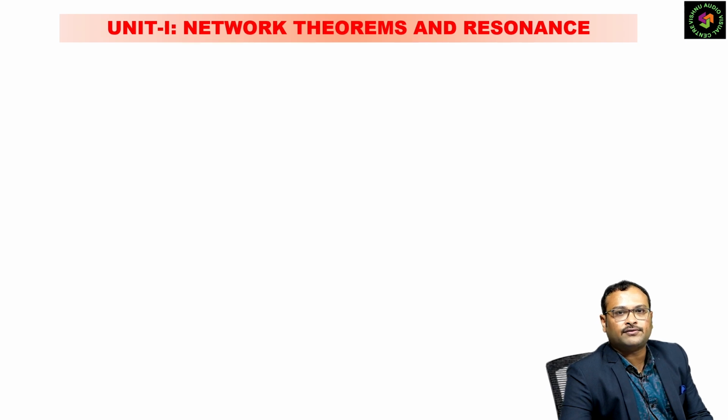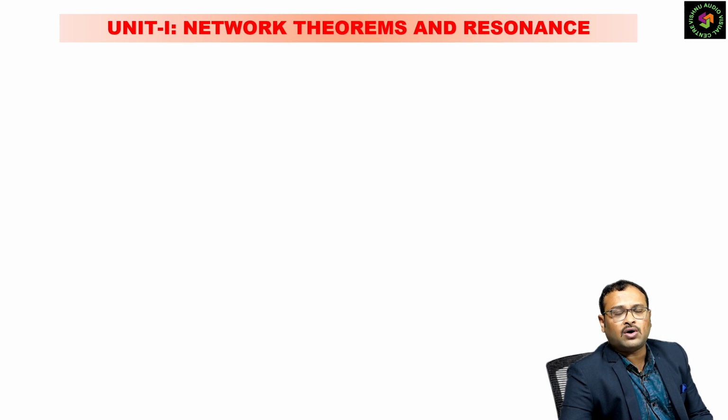The prerequisite of this course is principles of electrical and electronics engineering, which you already studied in the 1-2 semester. In that semester we dealt with the basics and principles of electrical engineering. In this course we are going to deal with electrical circuit analysis in depth, how we are going to analyze this electrical circuit. In total there are 5 chapters, and the first chapter deals with network theorems and resonance.